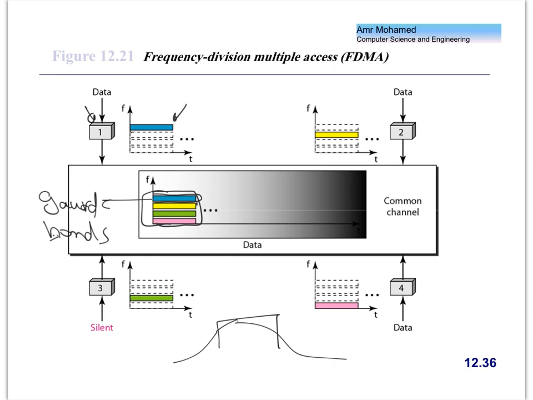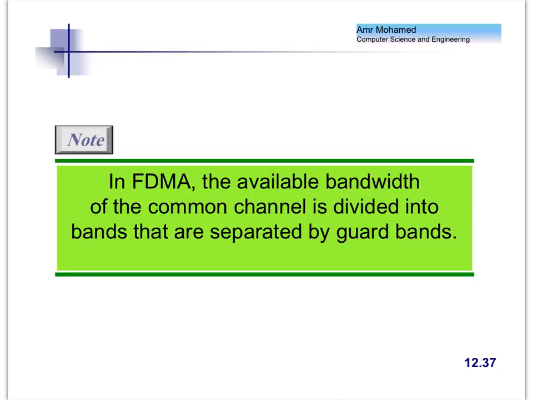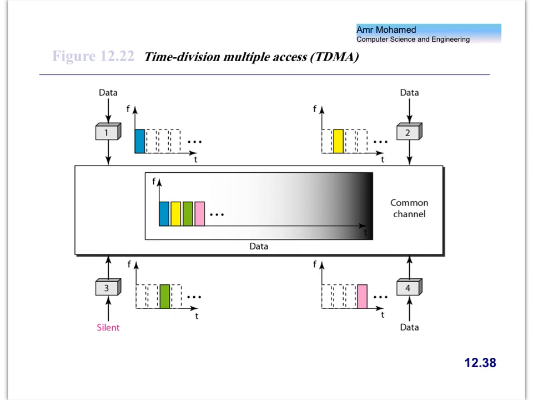So that's the disadvantage for the case of FDMA, is that we have to divide the bandwidth across the channels. If one of the stations is not using the channel, we waste it. And of course, we need to have guard bands. So in that case, the available bandwidth is going to be divided in the frequency domain as separate channels, and we need to separate that by guard bands.